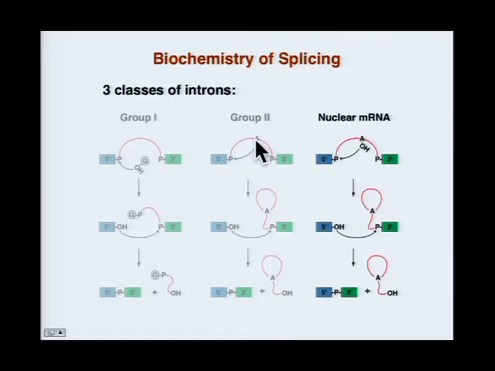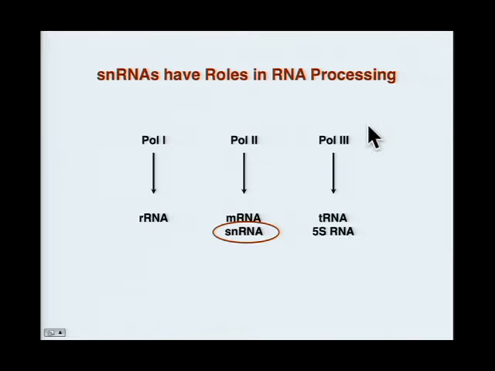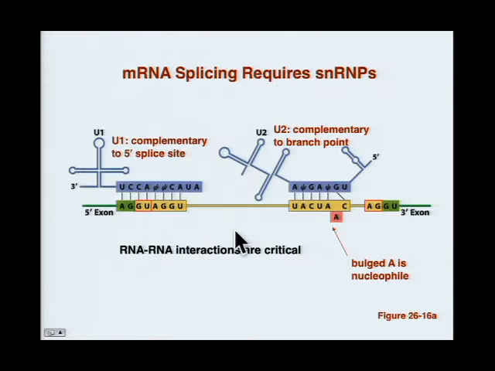Okay, so group 2 splicing is extremely similar to nuclear mRNA splicing. So this is important in eukaryotes. And so we have a set of non-coding RNAs, these small nuclear RNAs, that aid in this splicing. Okay, so this is not a ribozyme necessarily. We have more.